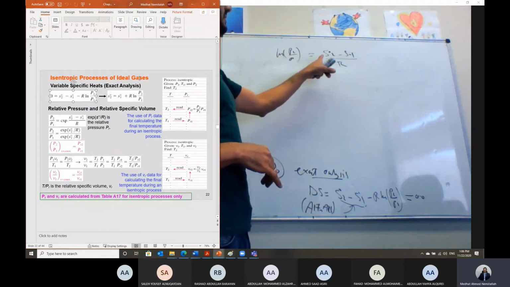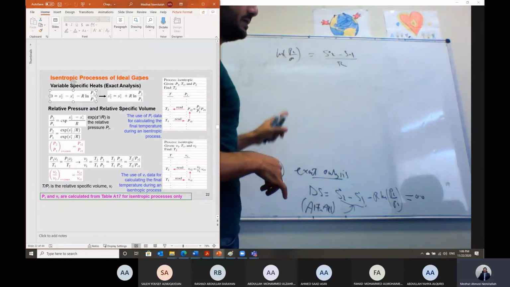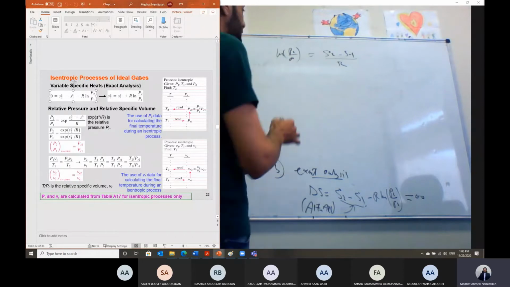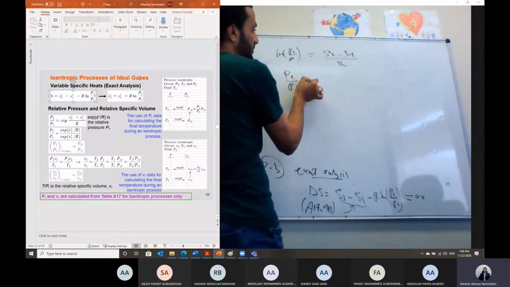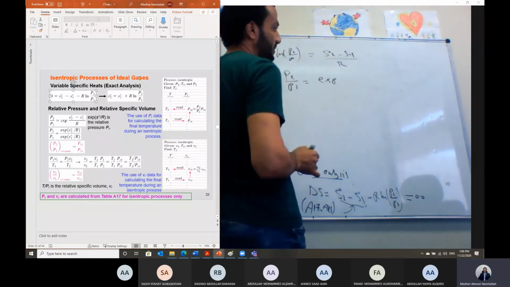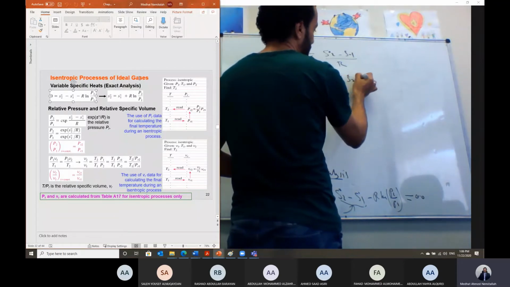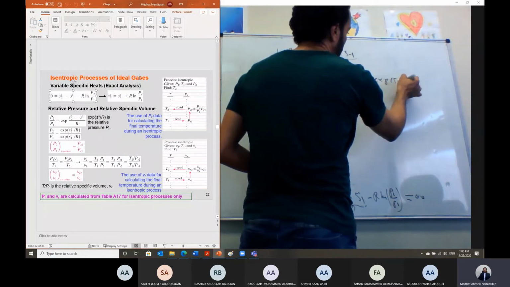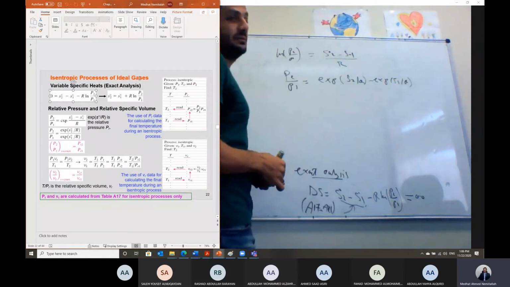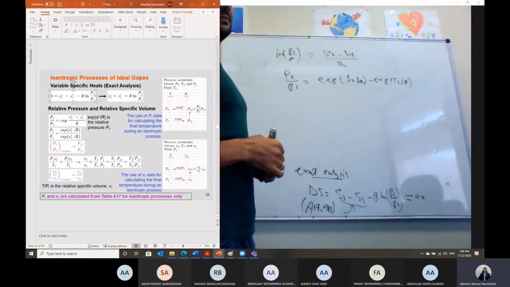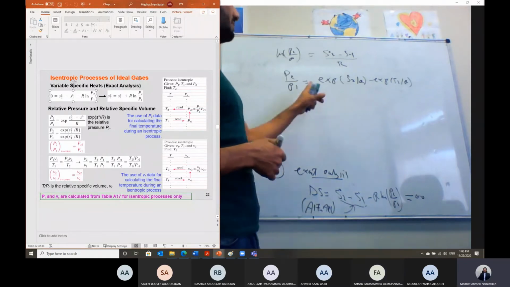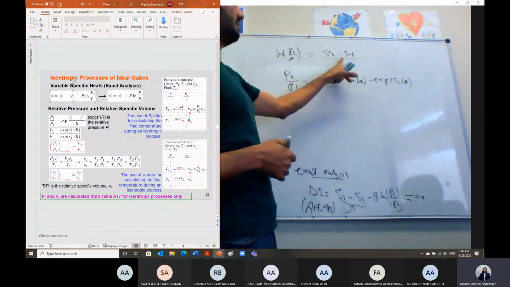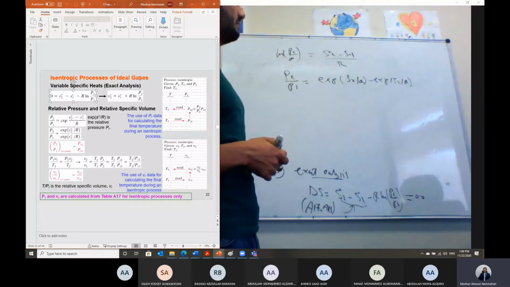Here we have ln. Then we can take the exponential of both sides. So exponential will go with ln here. Then we can say P2 over P1 will equal exponential of S naught 2 divided by R, minus exponential of S naught 1 divided by R. Is it? Yes.